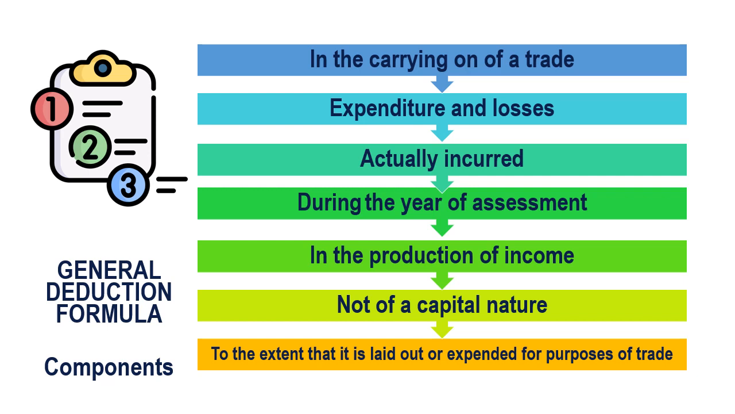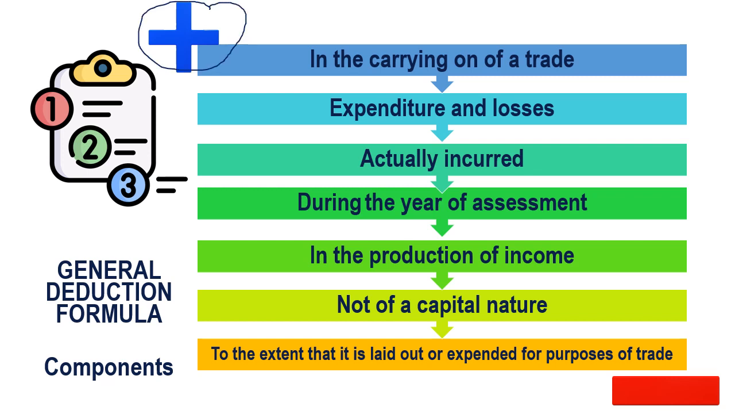Our last component in the positive test in terms of the general deduction formula is the one that is not of a capital nature. And you'll see that this echoes what we had in gross income. For gross income, we also exclude amounts that are of a capital nature, and the same for general deductions. We're not allowed to claim an expense if it is capital in nature.